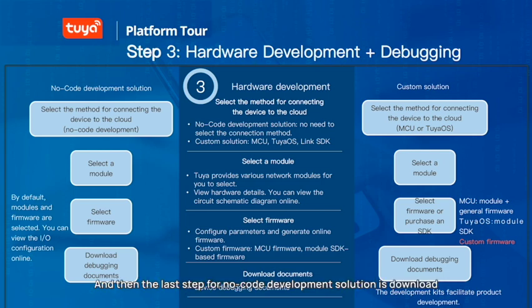And then, the last step for the no-code development solution is downloading debugging documents. Compared with the no-code development solution, the custom solution has an additional step, which is device debugging. In the next demo, I will display how to debug the product in the Tuya IoT platform.